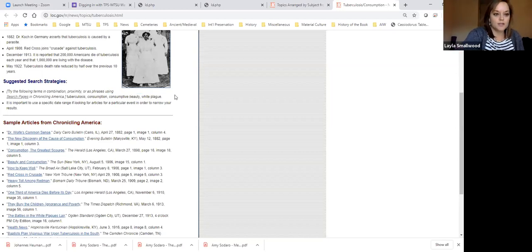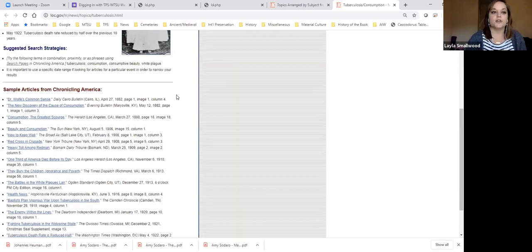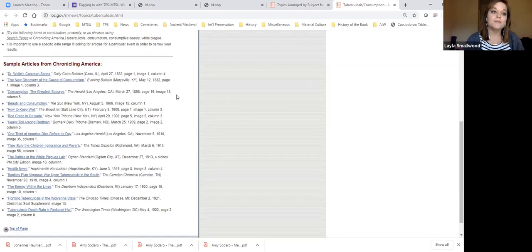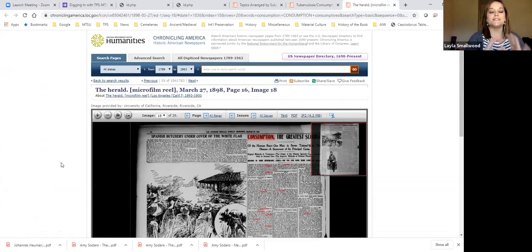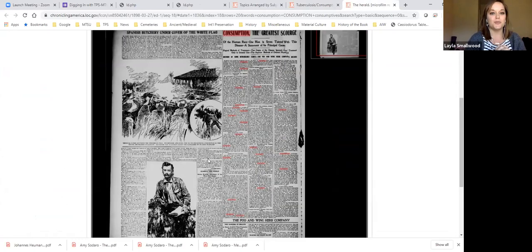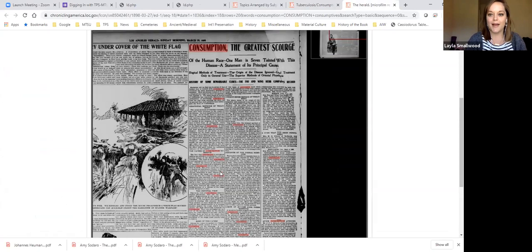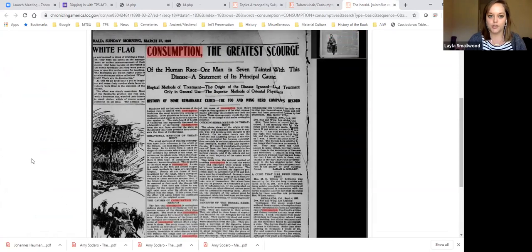So one thing you can also see underneath the suggested search strategies, there are sample articles from Chronicling America. These are fantastic. If you don't know exactly what you're even looking for, but you have this topic, you can go in and look through these articles and see specific items for the topic. So the one from the Herald, I think it's the third one down, Dr. Graham, consumption. Yes, and this cool thing about Chronicling America, it's going to highlight in red the search word that you're looking for.